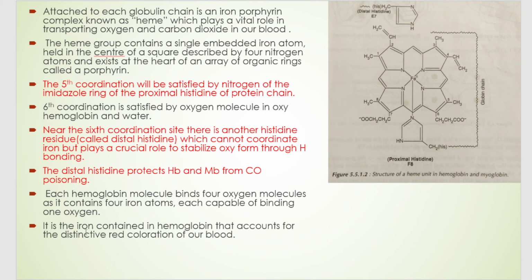And it is the iron contained in this hemoglobin that gives the red color to our blood. So you have seen that our blood is red in color, and usually you have heard that it is because of the hemoglobin pigment that is present in the blood. But it is actually because of this iron that is present as a central metal atom in the hemoglobin, in the heme protein. It is because of that the blood is red in color.